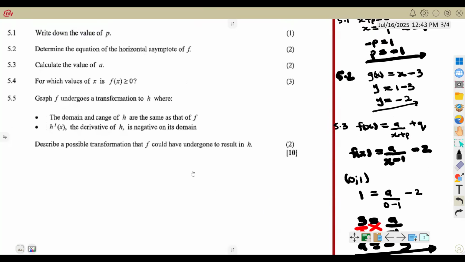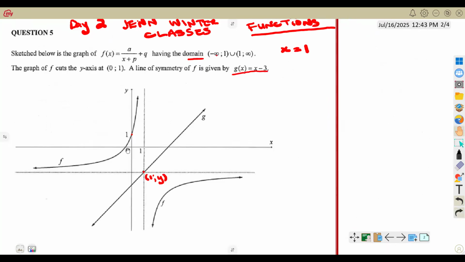The next question is now saying, for which values of x is f(x) greater than or equal to 0? We go to our graph. Here is our graph. We want where f(x) is greater than or equal to 0. If we mark the part where f(x) is greater than or equal to 0, it's from this point here, going up with our graph, but remember we are having an asymptote. That's where we are having our graph which is greater than 0.